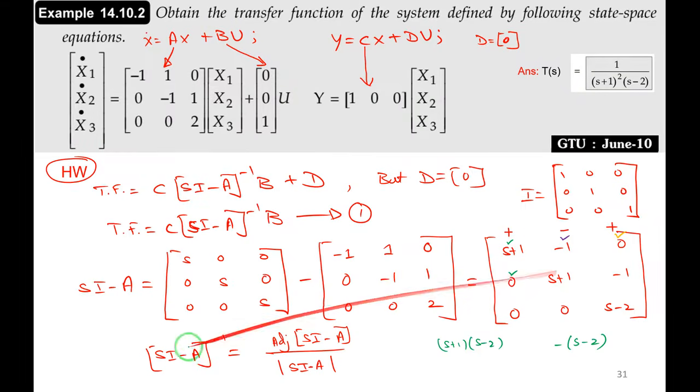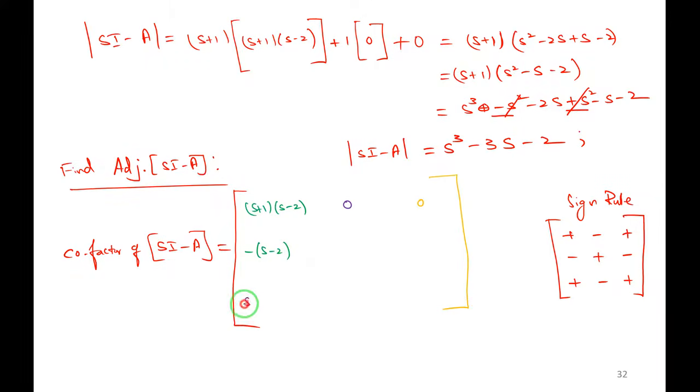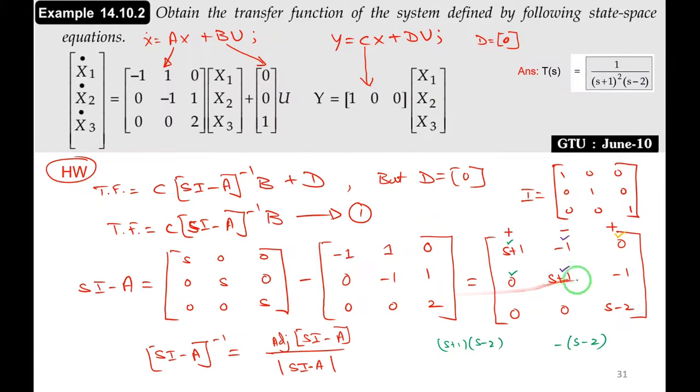Next, the cofactor of this element, let me change the color so that I will not go wrong. The cofactor of this element, s plus 1. So leave this column and leave this row. (s plus 1) into (s minus 2), same as this. Leave this column, leave this row, (s plus 1) into (s minus 2), 0 into 0. So I will get (s plus 1) into (s minus 2). Okay, next, the last one.